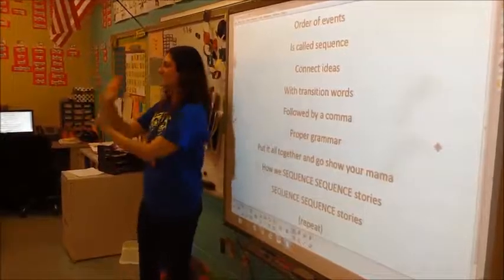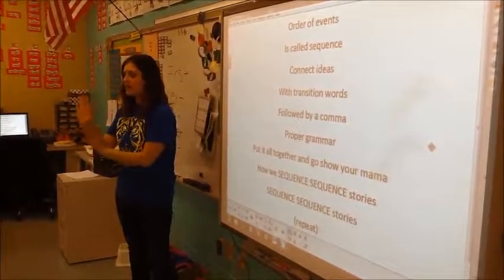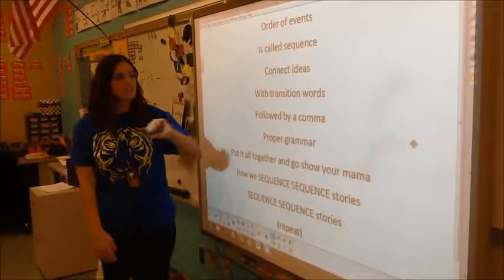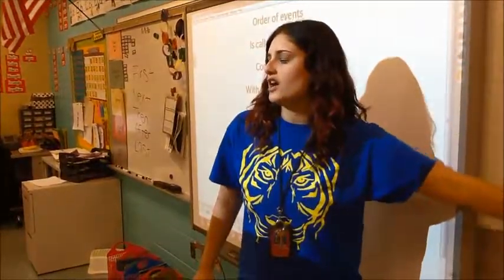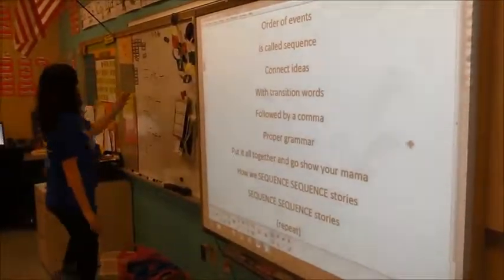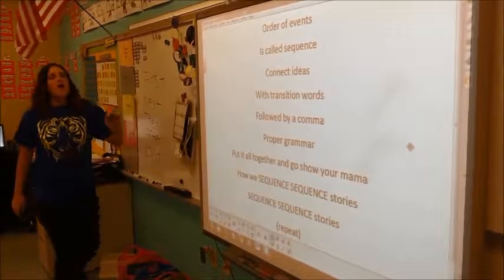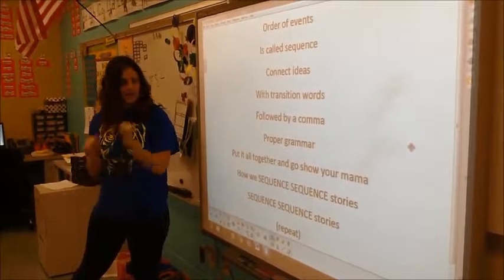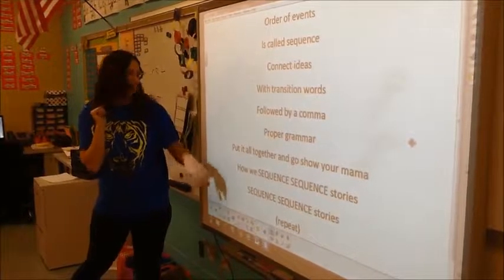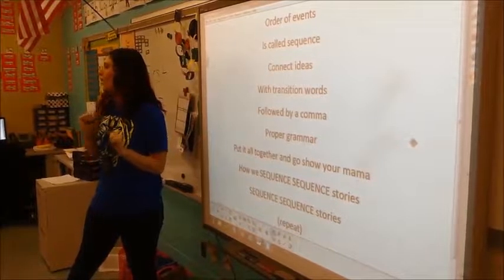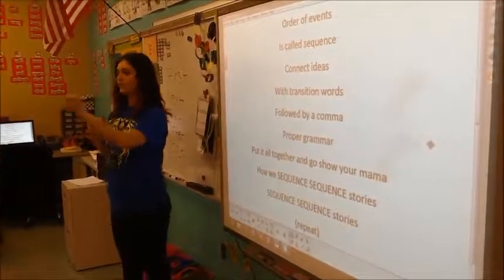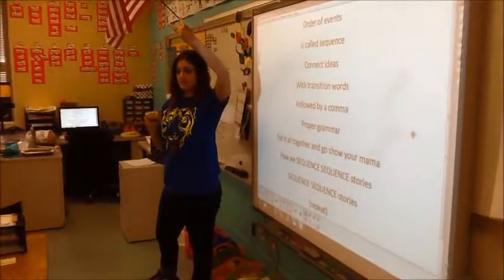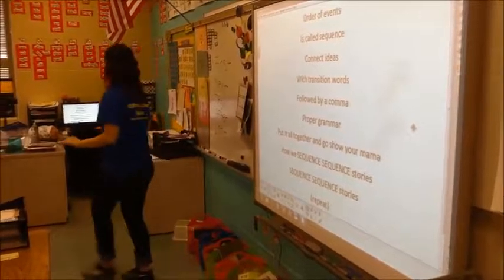So, when we look at this, when we put events in sequence or in an order, when they are in an order, that's called sequence. We're going to connect our ideas with transition words. So remember, we just talked about all of our transitional words instead of always just first, next, last. Followed by a comma. We always put that comma because that's proper grammar. Put it all together. And we're going to go show your mama how we sequence. So, we're going to do it a total of 3 times. And as soon as we're done with that 3rd time, I'll hold up my hand so you know it's the 3rd time. And we need to sit down. Okay?